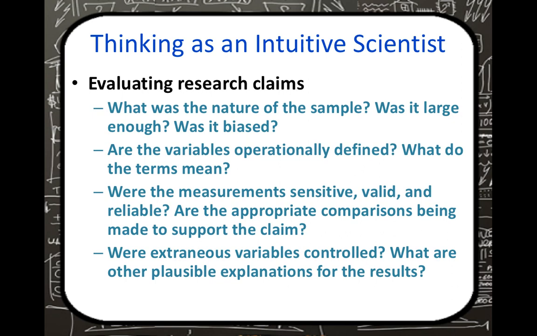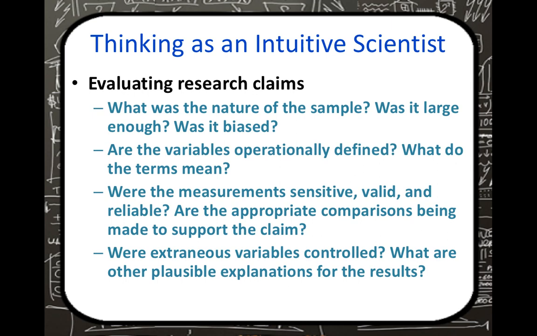What are the variables? How are they operationally defined? What do those terms mean? Do they make sense? And related to that, were the measures sensitive, valid, and reliable? Are they precise enough to measure what we think we're going to measure? Are they really measuring what we want to measure, and how reliable are they? Are we going to get consistent results? Are the appropriate comparisons being made to support the claims?